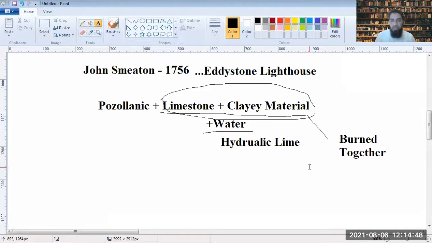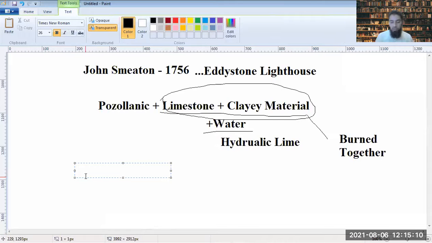Once they were burned together, some solid material was formed, and then it was combined with water, and then with the pozzolanic material, and what was obtained was a cement. The burned material easily combined with water, and it obtained the hydraulic lime, and then it was combined with pozzolanic material to give extra strength. So this was done by John's method.